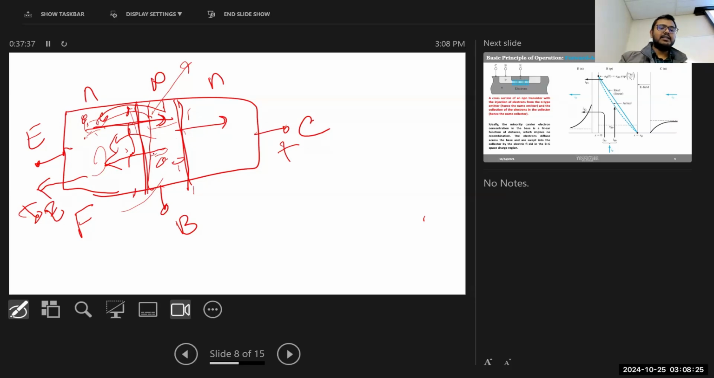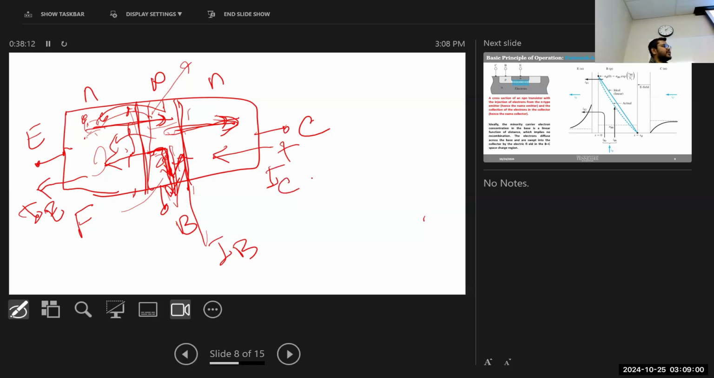So here again, in the base, some electrons are recombined with holes, and they are being lost, as I mentioned. So some electrons will flow this way, and the other electrons will go to the collector. If we look at the base now, this is the direction of electron flow, so the current will flow in the opposite direction. So this will be our IB, the base current direction. And again, here the electrons are flowing from base to collector, so the current will flow in the opposite direction. So this will be the direction of IC.